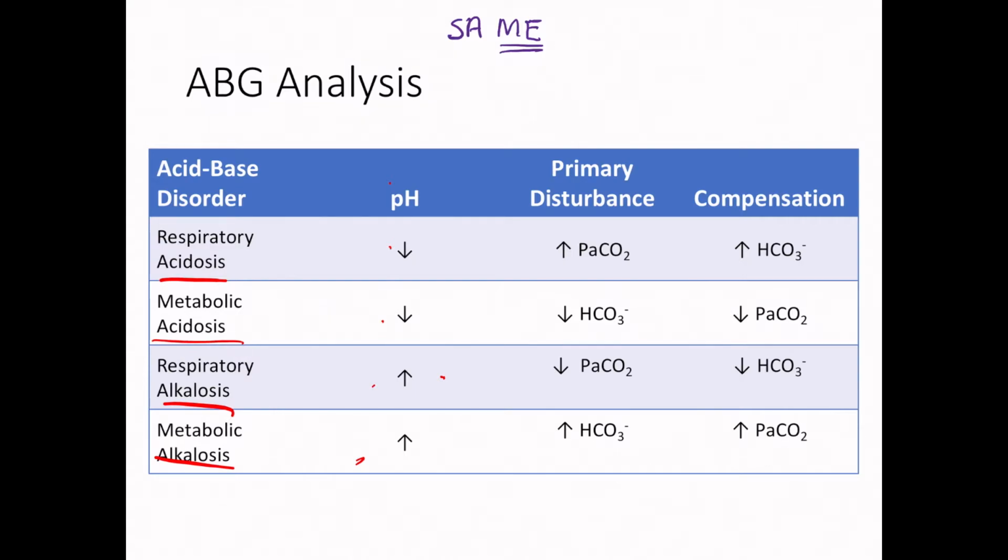So remember, and I know I keep saying this, CO2 acts as an acid. If you see that you have a low pH, and then you look next door and you see that you have a high CO2, I start thinking to myself, does this make sense? Because if I have a low pH and a high CO2, CO2 is acting as an acid, thus this could be what's driving my pH down, then I can start thinking it's a respiratory acidosis.